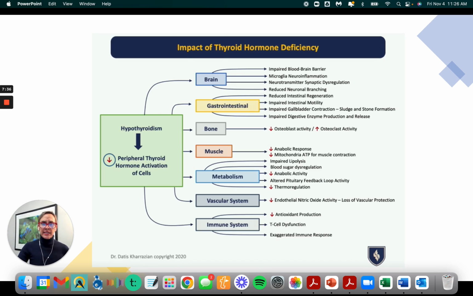So here's another way to look at the impact of thyroid hormone deficiency. Remember, today we are talking about hypothyroidism. So there's hypothyroidism and the peripheral thyroid hormone activation of the cells. We're going to get to a better slide, but the thyroid gland kicks out what we call T4, thyroid T4. And then T4 needs to be converted into T3, which is the active form. And then T3 impacts the brain, gastrointestinal, bone, muscle, metabolism, vascular system, and immune system. So all aspects of the body.